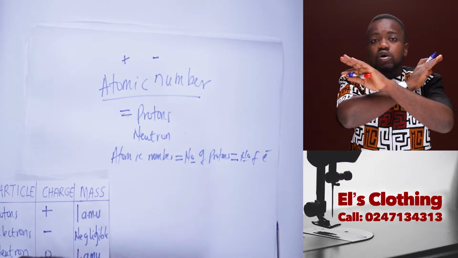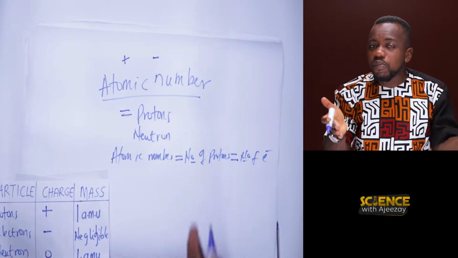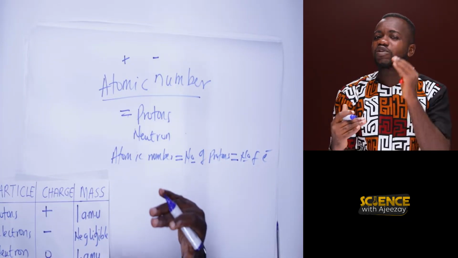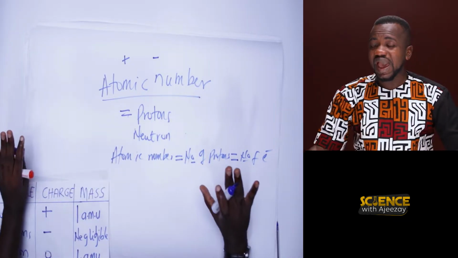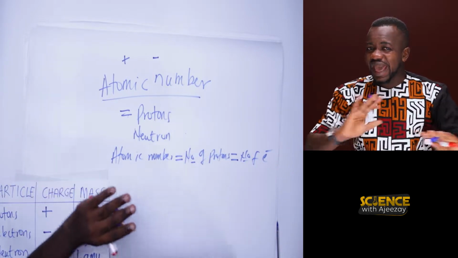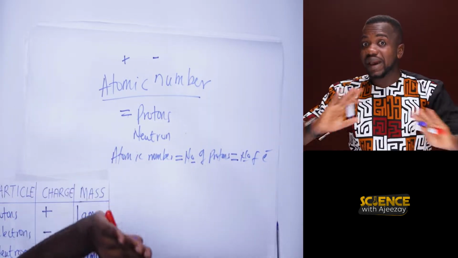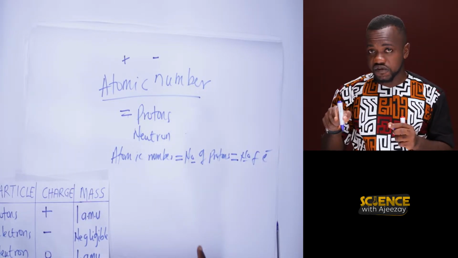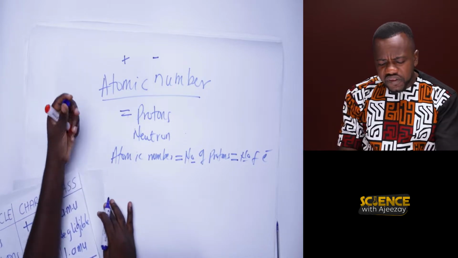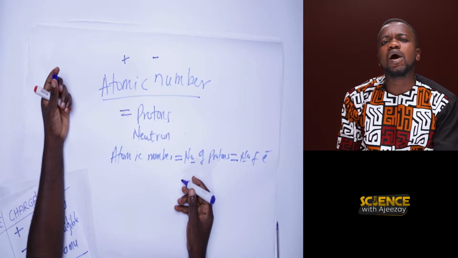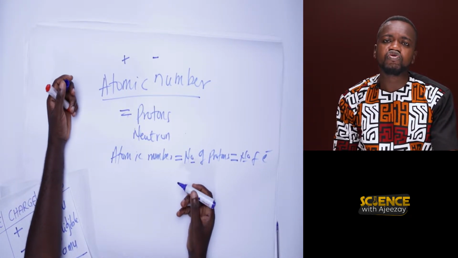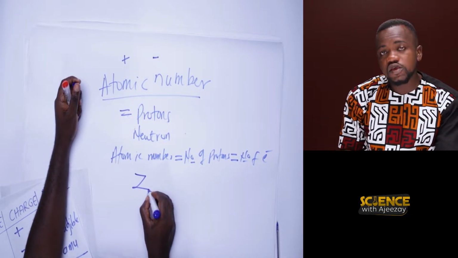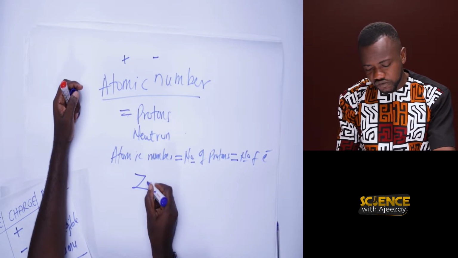When it has no charge, we said the atomic number is the number of protons in the nucleus of an atom. So for an atom without a plus, without a minus, the number of protons is always equal to the number of electrons. We will use this. And scientists denote the number of protons, or the atomic number, by the letter Z. So take note of this.